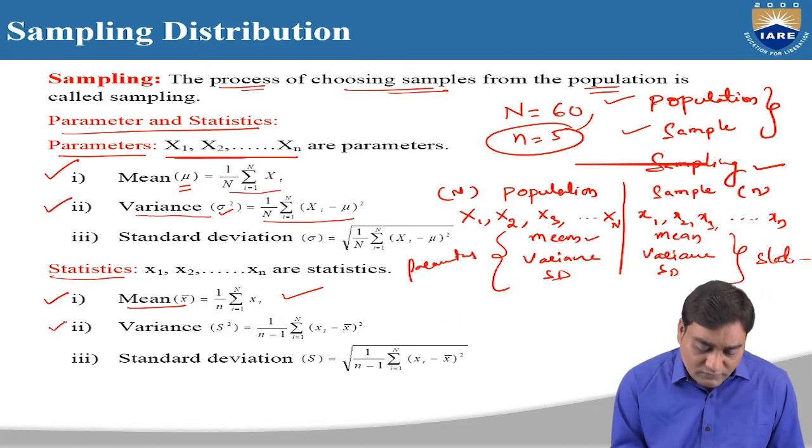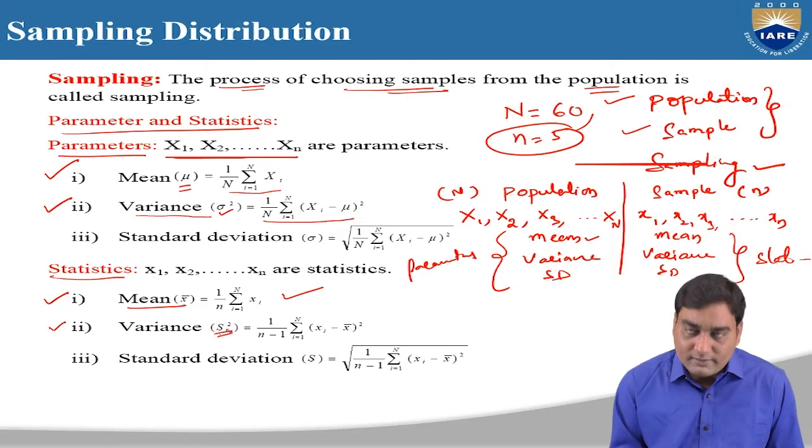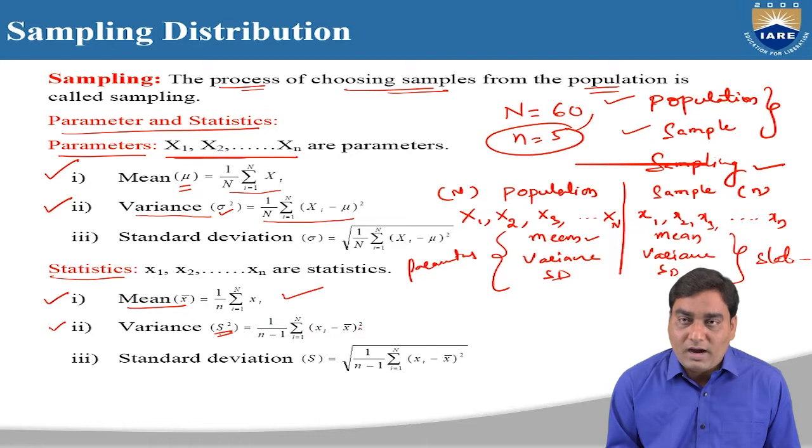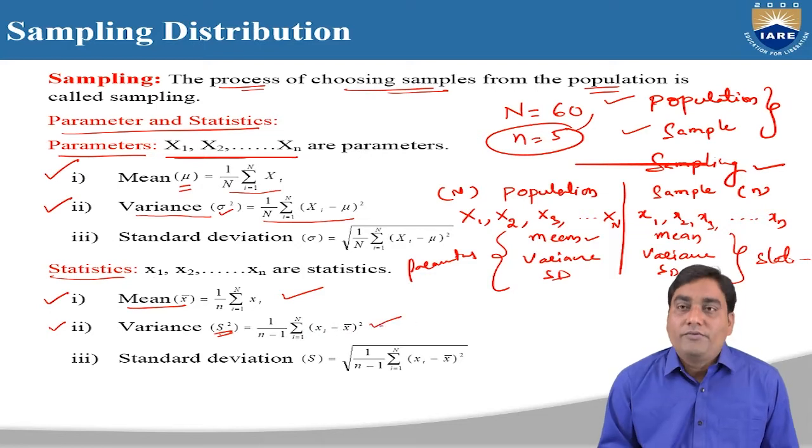Now coming to variance of the sample, the symbol is s square. To get this variance of the sample, first we have to find out the mean of the sample, which is x bar. After getting x bar, 1 by n minus 1, not n, 1 by n minus 1 sigma xi minus x bar whole square, where xi is statistics x1, x2, x3 and so on. x1 minus x bar whole square plus x2 minus x bar whole square plus x3 minus x bar whole square and so on, divided by n minus 1. This is variance.